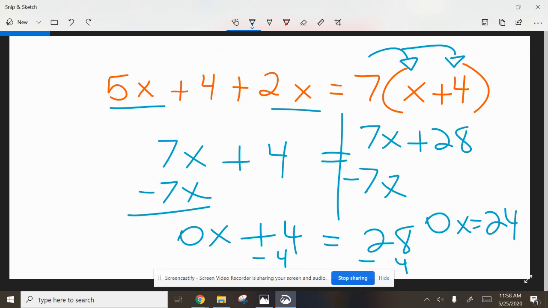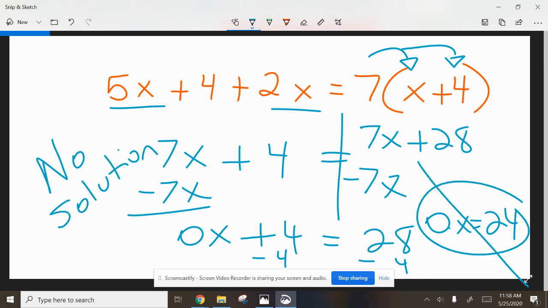Nope, that's not right. That's not infinite. What times 0 equals 24? Nothing. No solution. That's a no solution. That doesn't exist. There's no way it could happen.